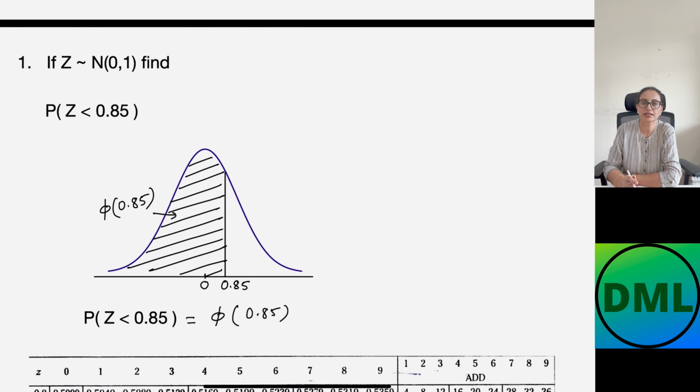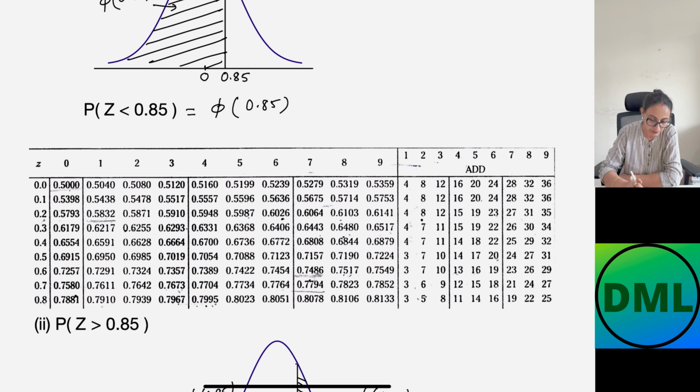Let's find out the answer from the table here. So this is my table. I need to find the answer for 0.8. 0.8 is here. Then I have to look for the phi value. So 0.85 is this one. 0.8023. Let's write down the answer here. This will be given as 0.8023. This will be my answer.